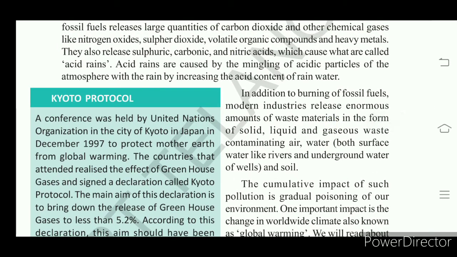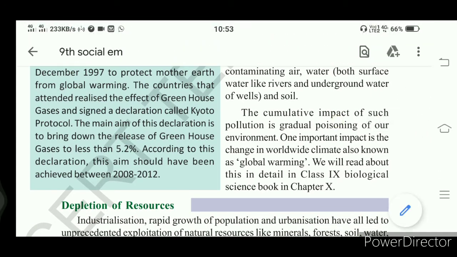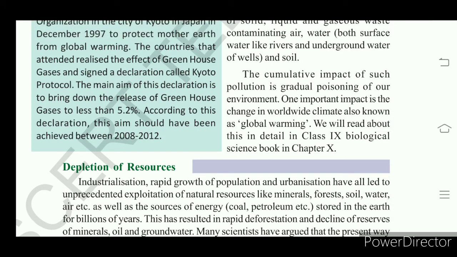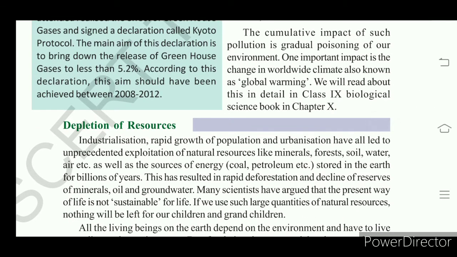Another important issue connected with this is the exploitation and enormous use of resources, and the declining of those resources. Industrialization, overpopulation and urbanization are putting great pressure on the resources. Resources are limited, and there is great pressure on these limited resources, that is minerals, forest, soil, water, air, understand? And all these are sources of energy, that is coal and petroleum stored under the earth for billions of years, which is limited.